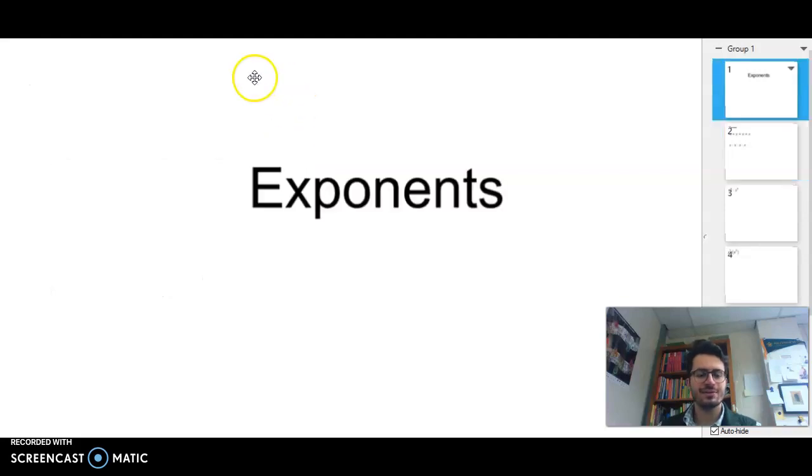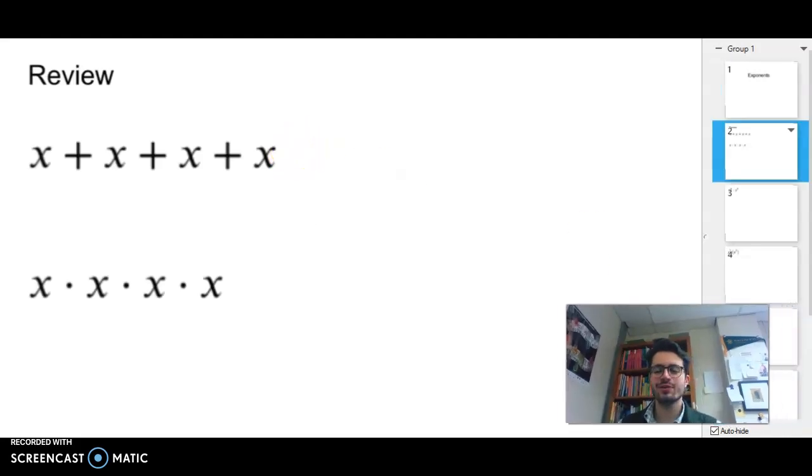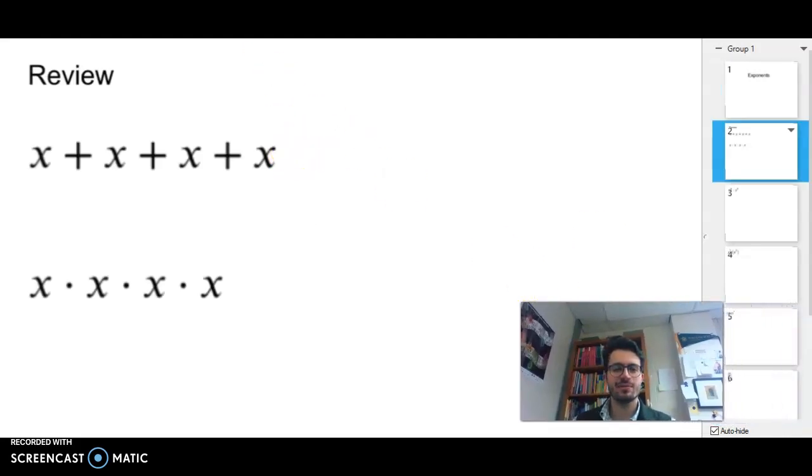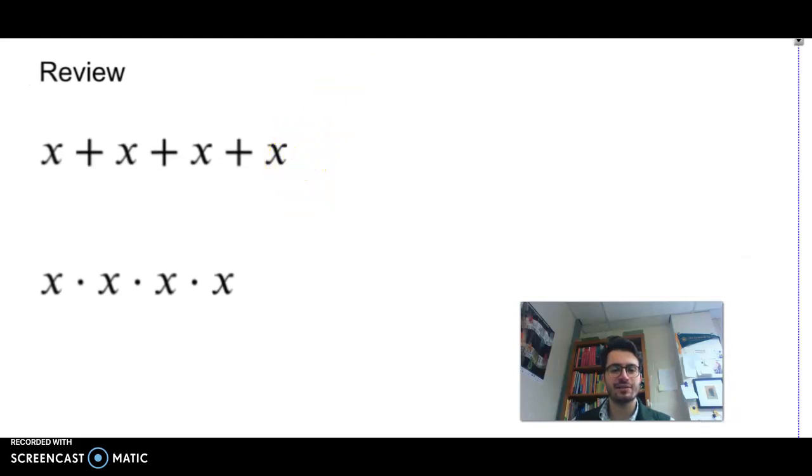Hi everyone. So today we're going to talk about exponents. So just to review, I want you to look at these two problems. We have x plus x plus x plus x and x times x times x times x. We should remember that here we're just combining like terms.